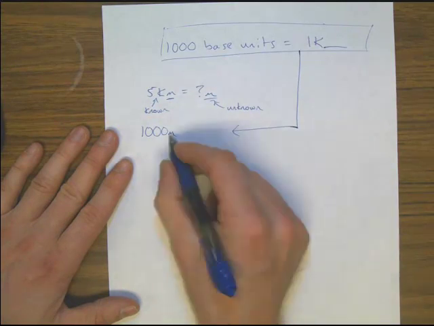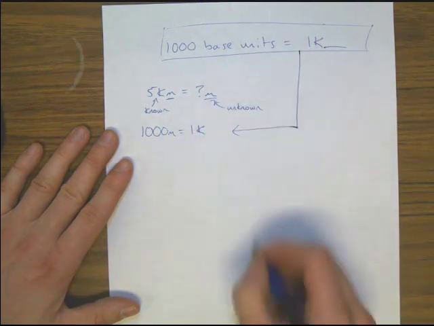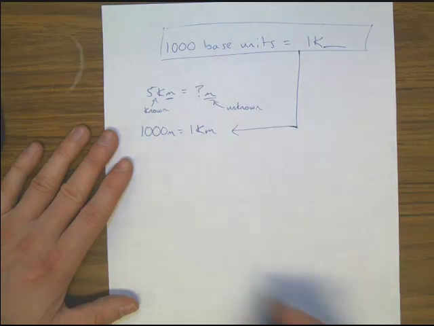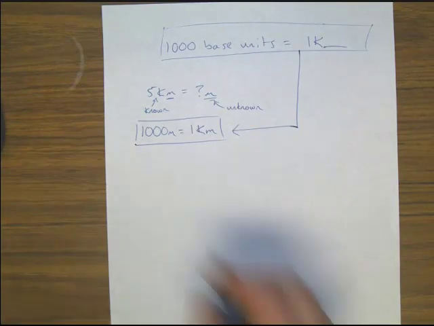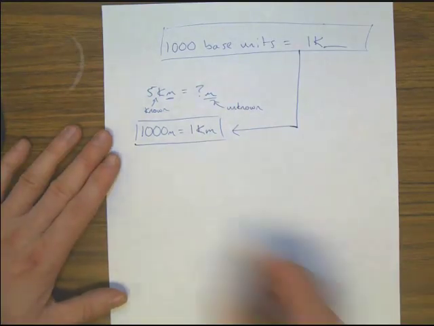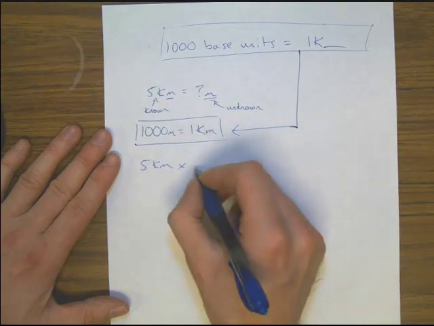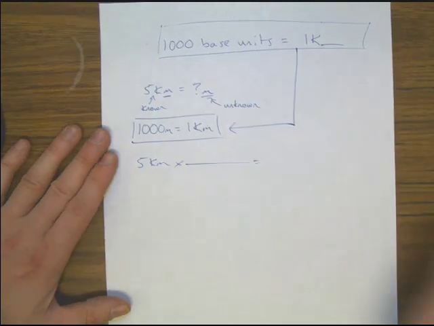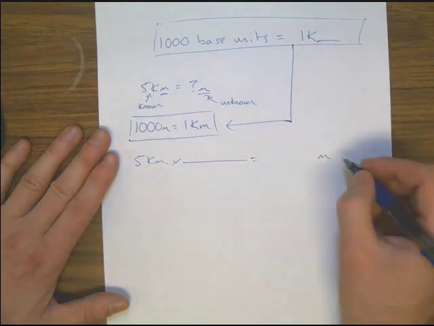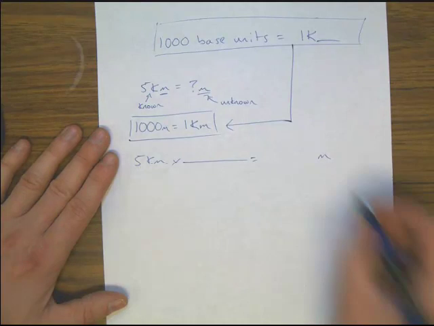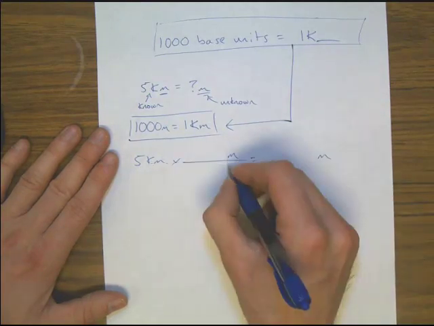So 1,000 base units are equal to 1 kilo base unit, and the base unit we're working with is, of course, meters. So the conversion factor I'm working with in this problem is that 1,000 meters are equal to 1 kilometer. So I write 5 kilometers times 1 fraction, because I'm only dealing with 1 conversion factor, equal to, and then I write the unit that is unknown, which is the number of meters. Meters goes on top because that's what I'm going to. Kilometers goes on bottom because that's what I started with.